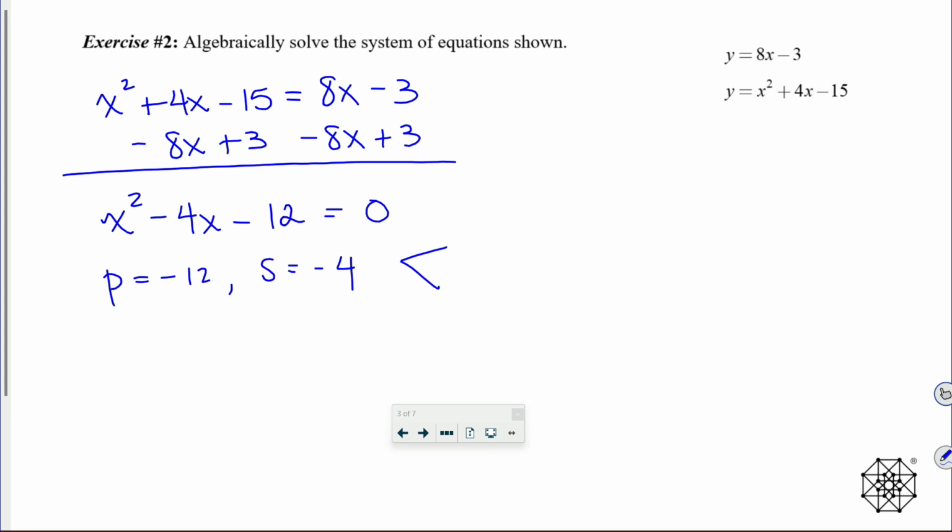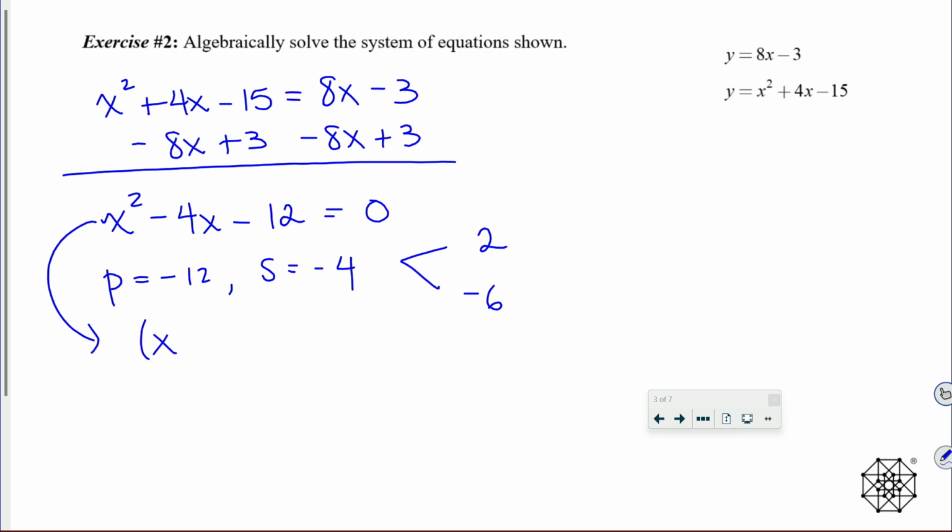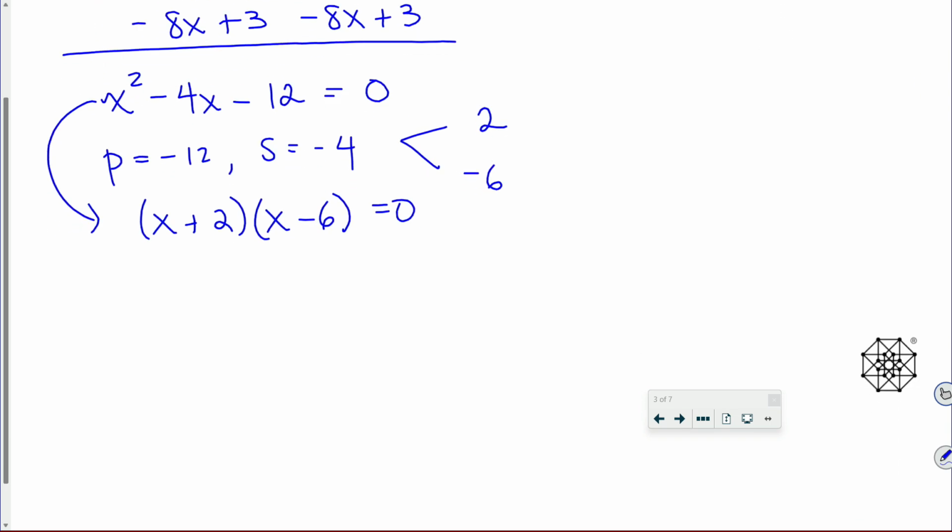Those two numbers end up being 2 and negative 6. So I can now factor my trinomial as (x + 2)(x - 6) = 0. I can now take x + 2 and set it equal to 0, and x - 6 and set it equal to 0. That's going to give me x = -2 and x = positive 6. There are my two x values.